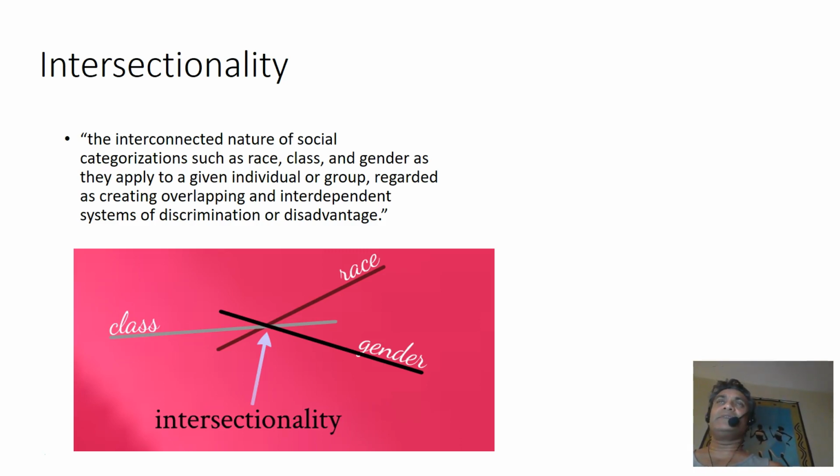Intersectionality is a social sciences term, and it's been around for about a decade or so, and essentially it's defined this way: the interconnected nature of social categorizations such as race, class, and gender as they apply to a given individual or group, regarded as creating overlapping and interdependent systems of discrimination or disadvantage.